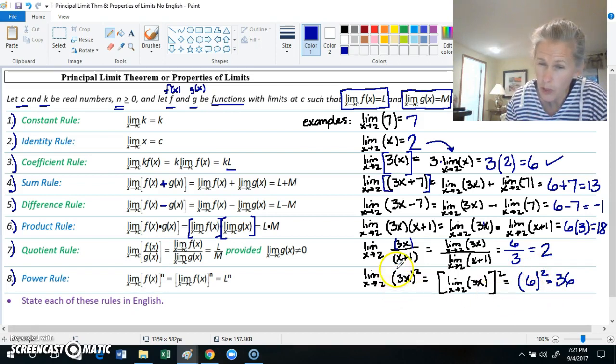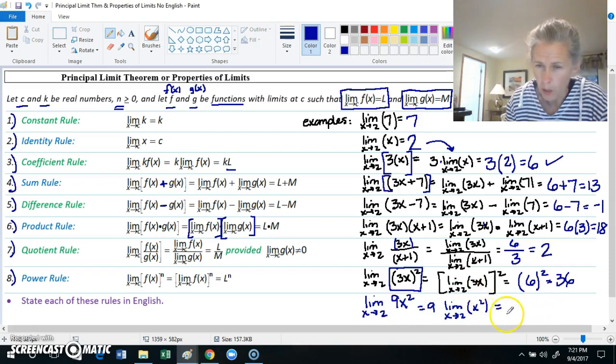Now if I look back at the original expression that I'm taking the limit of, that's the same as 9x squared. So that could be the same as 9 times the limit as x approaches 2 of x squared. Well, what's the limit of x squared as x approaches 2? That's 4. And 9 times 4 is 36. So these are the same thing. Hopefully you're feeling pretty confident about how to use limits to break up your expression, if you need to evaluate the limit.